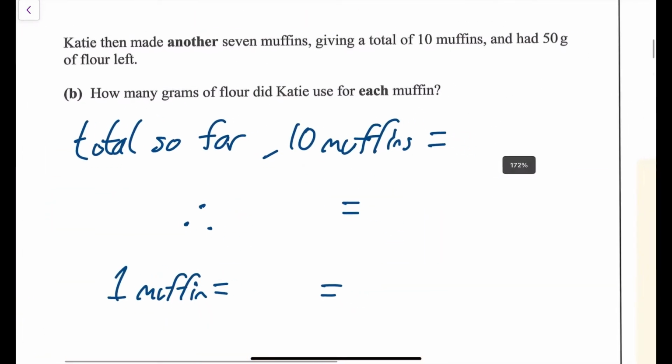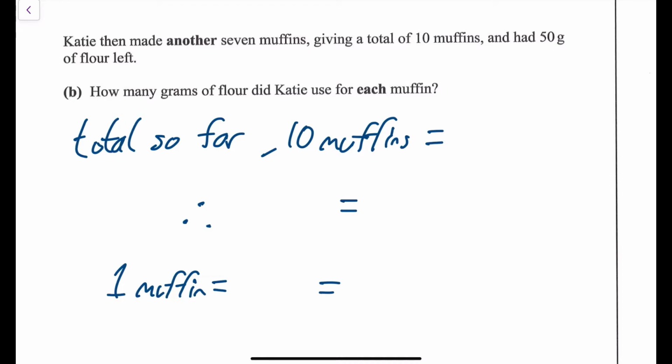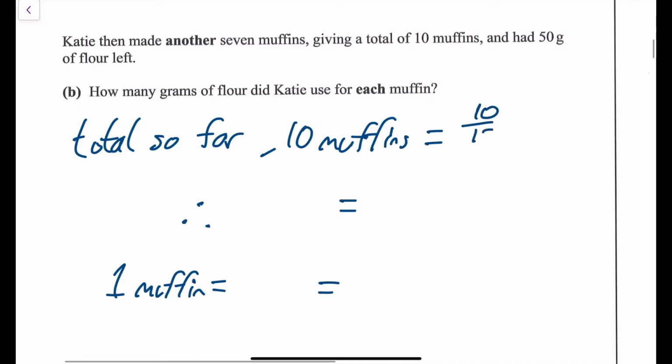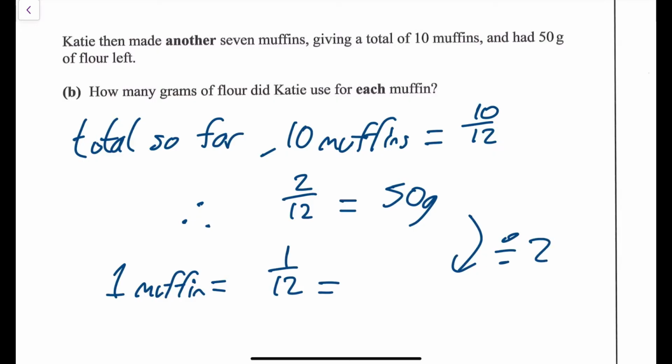Next one says, Katie then made another 7, so that's 10 in total, and had 50 grams of flour left. So 10 muffins is 10/12. Remember, we worked out 1 muffin was 1/12. That means 2/12, what she had left, is equal to 50 grams. And we need to work out how much she uses for each muffin. So 1 muffin, remember, was 1/12. So divide this by 2, you'll get 25 grams.